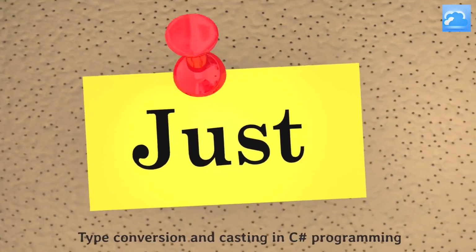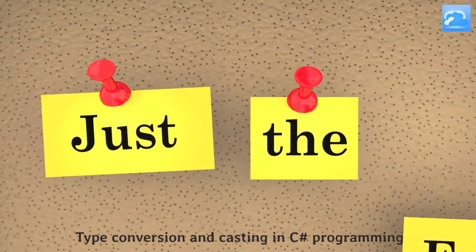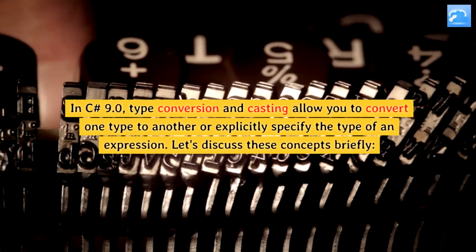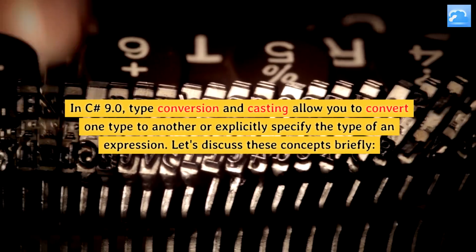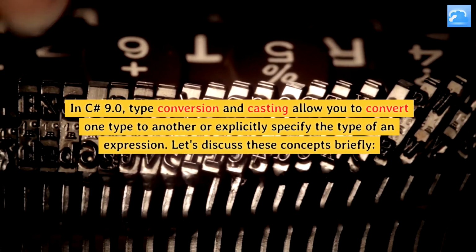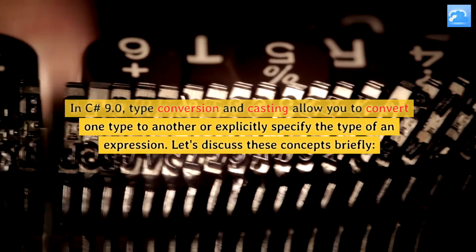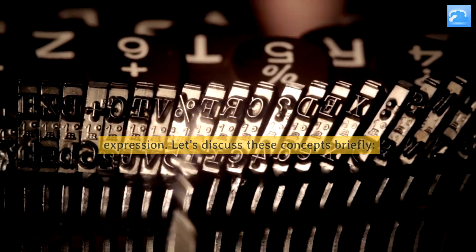Type conversion and casting in C# programming. In C# 9.0, type conversion and casting allow you to convert one type to another or explicitly specify the type of an expression. Let's discuss these concepts briefly.